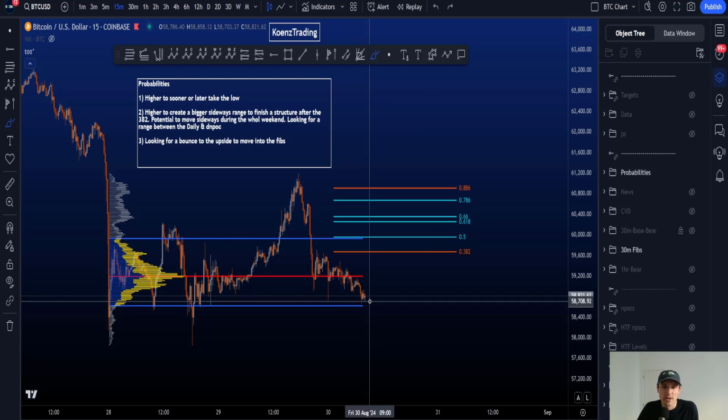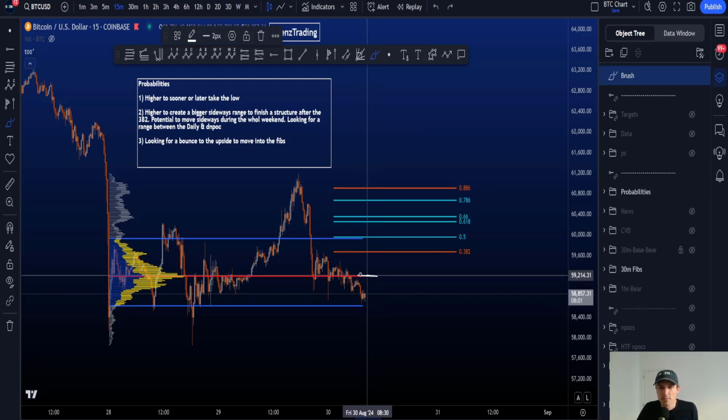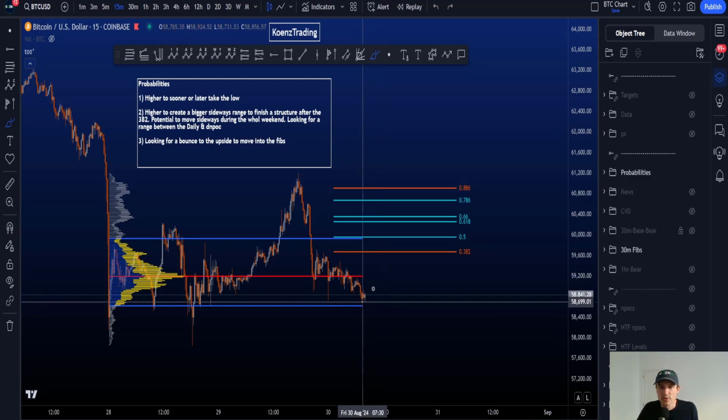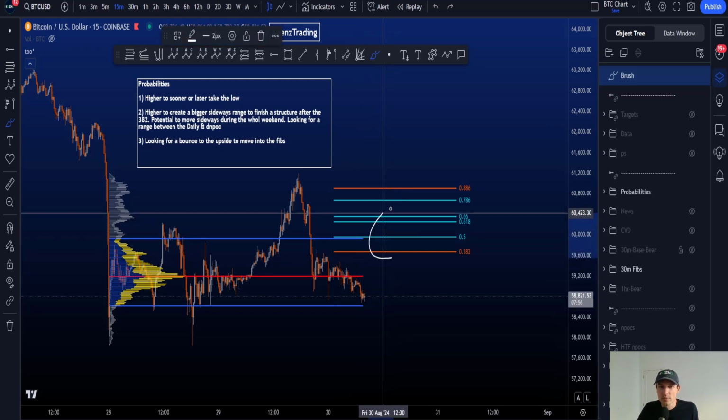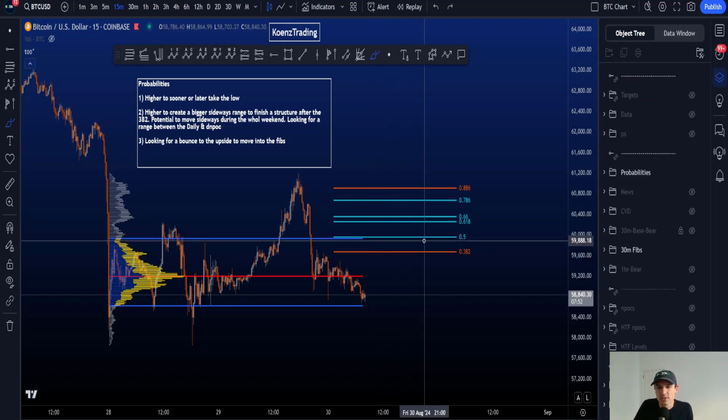And as mentioned, what I then like to see as well is price to find some support, maybe flip some levels, resistance back into support with some bullish CVDs, and then look for price to move to the upside. The 0.5 to the golden pocket area is an interesting area of resistance, and that is where we then can observe what price does.